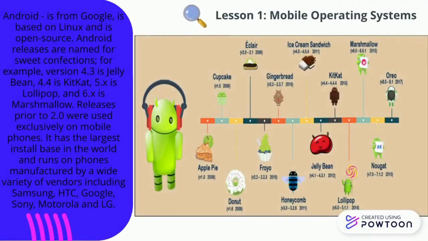Android is from Google, is based on Linux, and is open source. Android releases are named for sweet confections. For example, version 4.3 is Jelly Bean, 4.4 is KitKat, 5.x is Lollipop, and 6.x is Marshmallow. Releases prior to 2.0 were used exclusively on mobile phones.